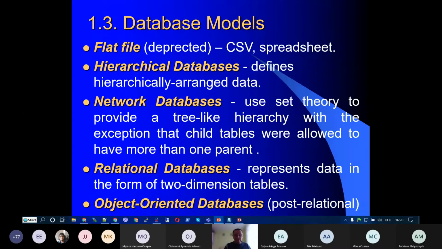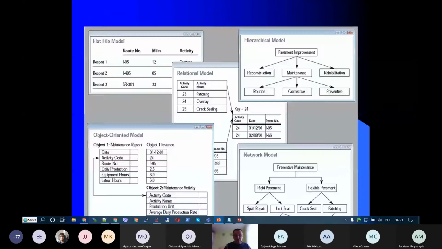A relational model represents data in the form of two-dimensional tables. So it's like, instead of a single spreadsheet, we use multiple spreadsheets linked together. An object-oriented database is like an extension of the relational database, where we have an extra level. Relational databases represent data in the form of tables, whereas object-oriented databases represent a list of attributes and their values.